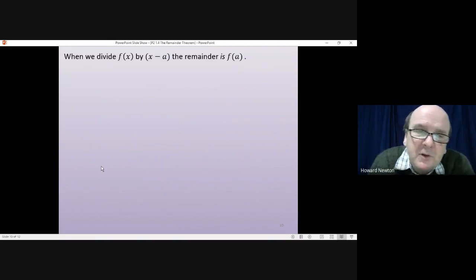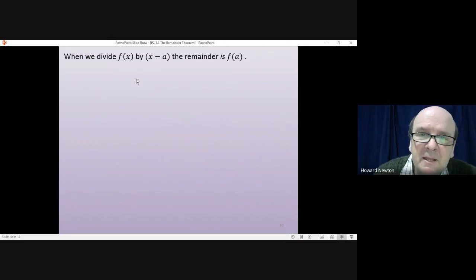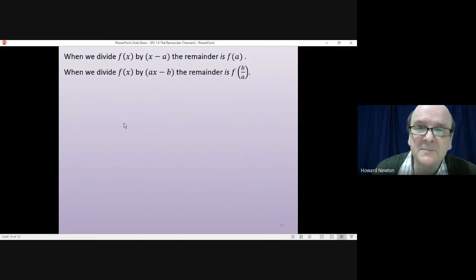Now, what we've just been doing there is dividing a function by x minus a, and we've said that when we do that, the remainder is always f of a, what I get if I put a into the function. If we divide f of x by a more complicated factor, ax minus b, then same as we met in the last lesson, the remainder will be the value of the function if we put b over a into the function, x equals b over a. It's the value that makes this bracket equal to 0.